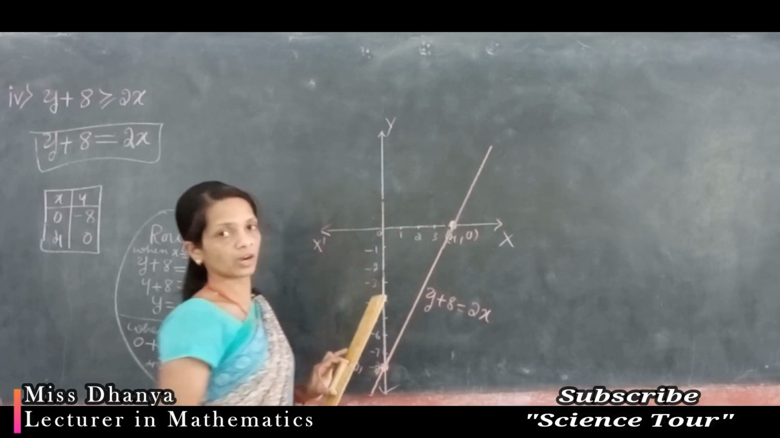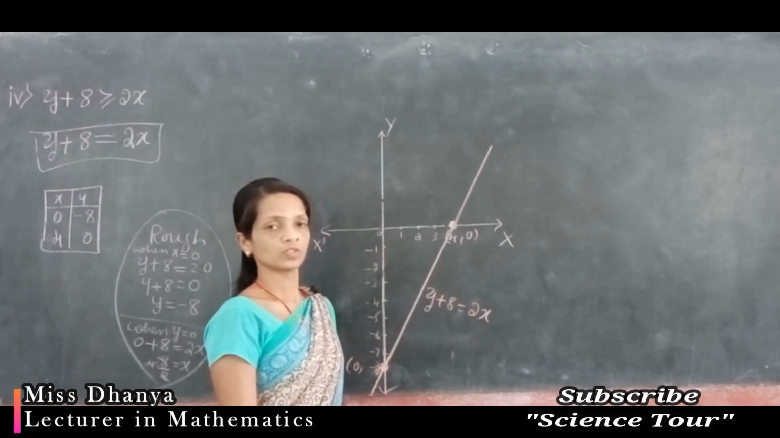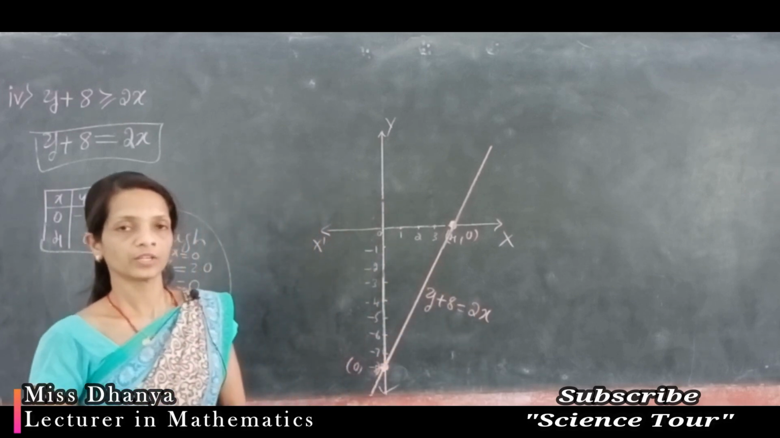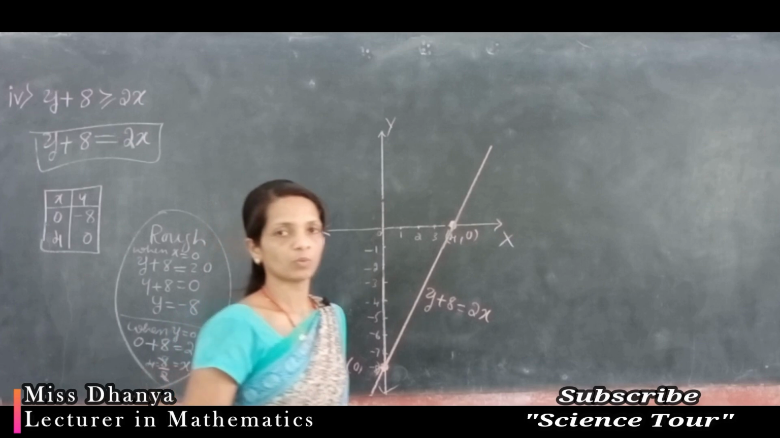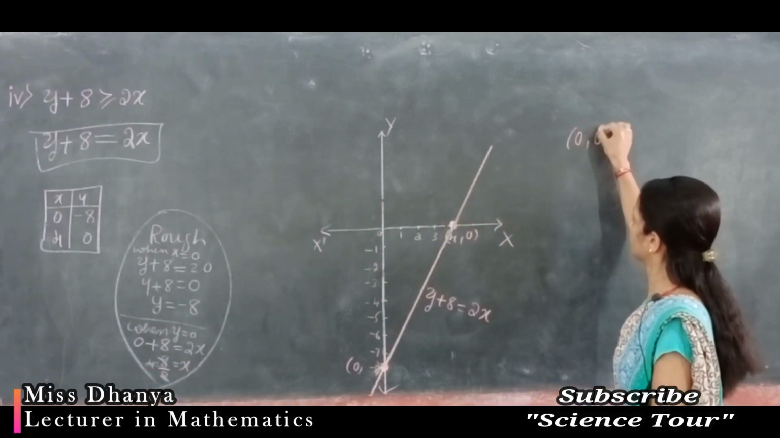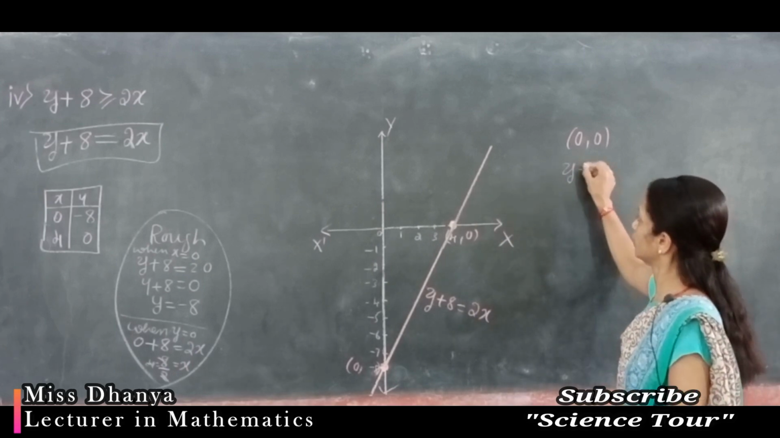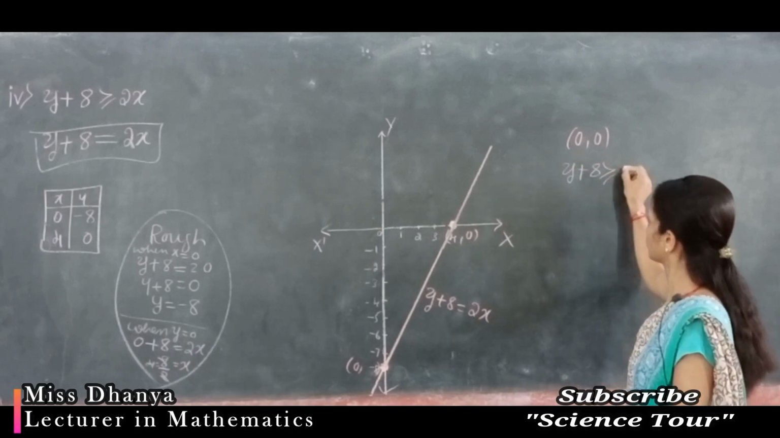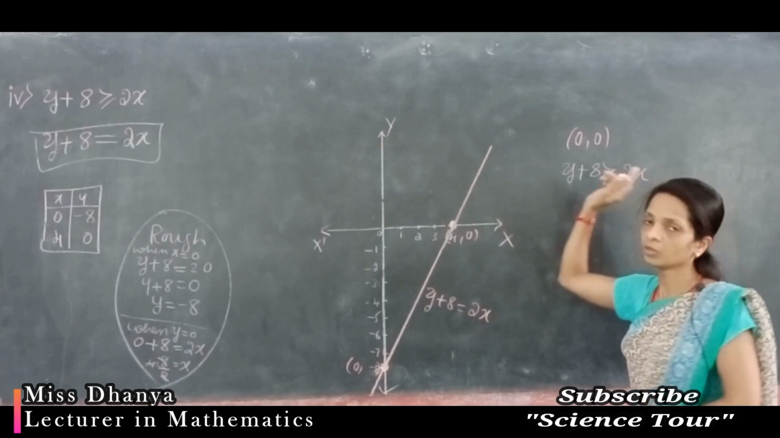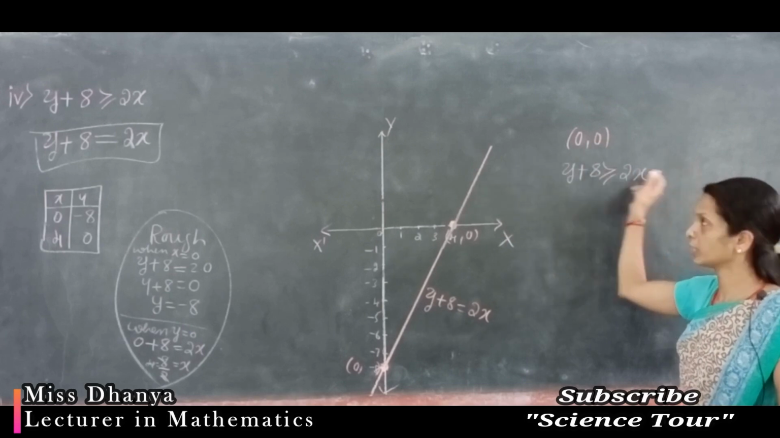Now you have half planes, above and below, the upper side and lower side. Which half plane is the solution region? To decide that, take the checking point 0 comma 0. So the checking point is 0 comma 0, and the inequality we are given is y plus 8 greater than or equal to 2x. You have to put x equal to 0, y equal to 0 in this inequality.